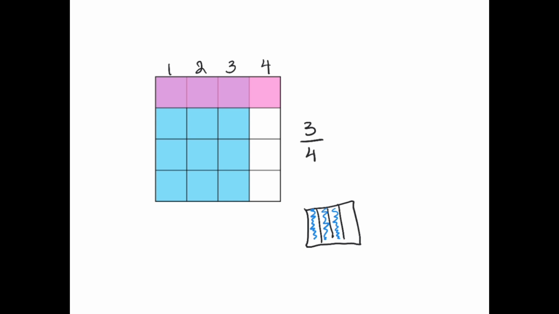Now let's focus on the second fraction. We're going to focus on rows going across. So we have 1, 2, 3, 4. So our second fraction is also fourths. And now we have to ask ourselves, how many of those fourths are shaded? And it's only the top one, the pink going all the way across.